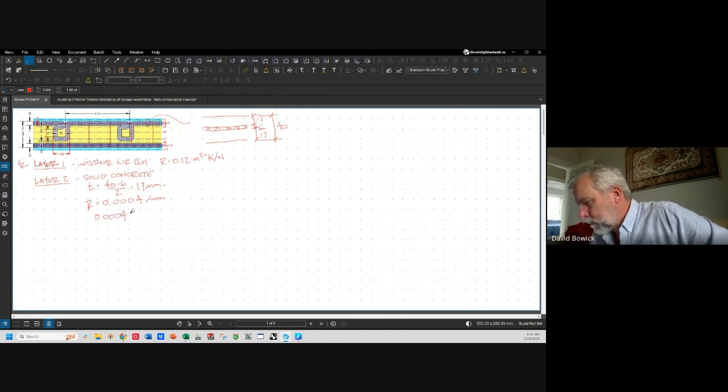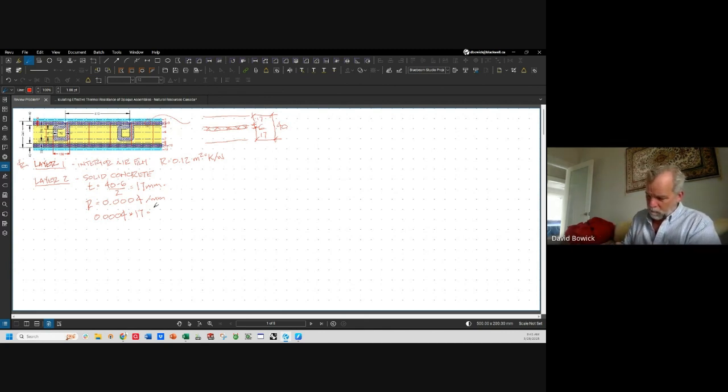0.0004 times 17 millimeters equals 0.0068 meters squared degree Kelvin per watt.